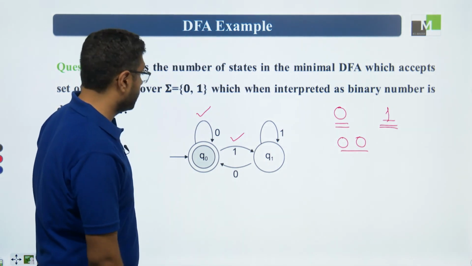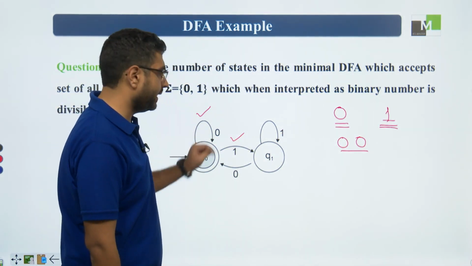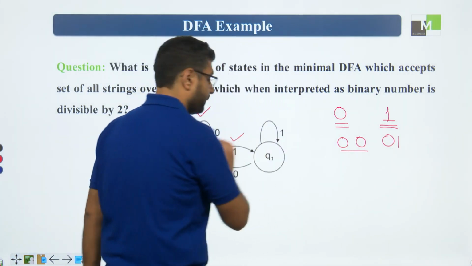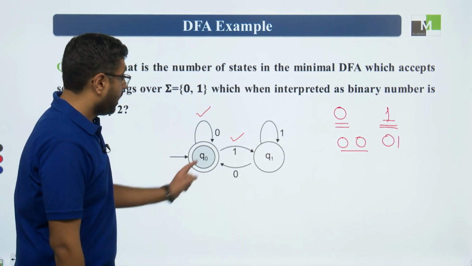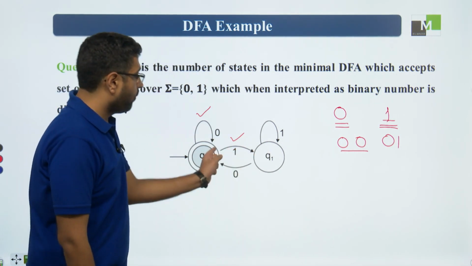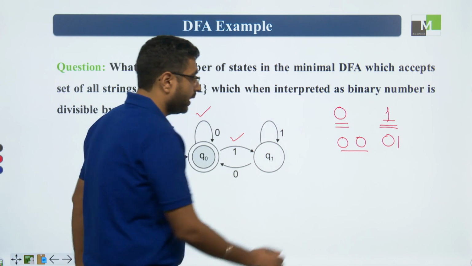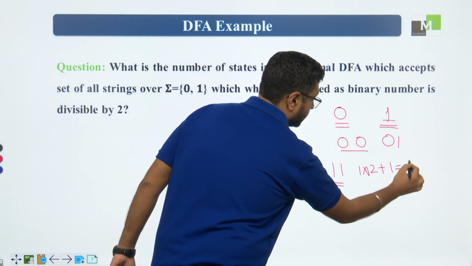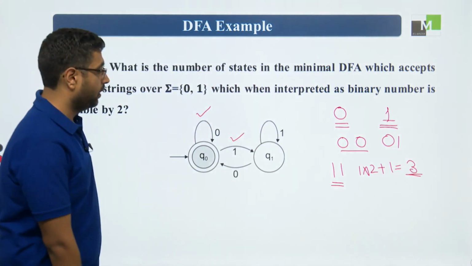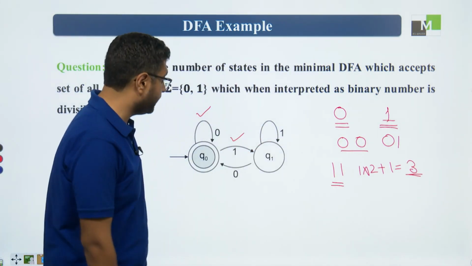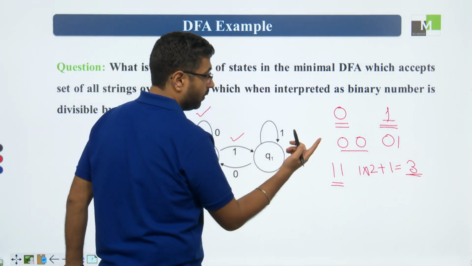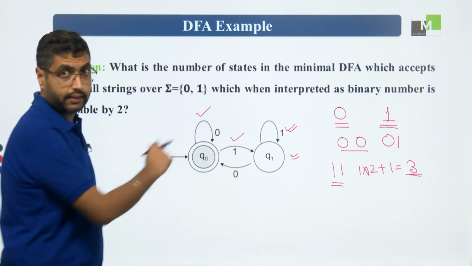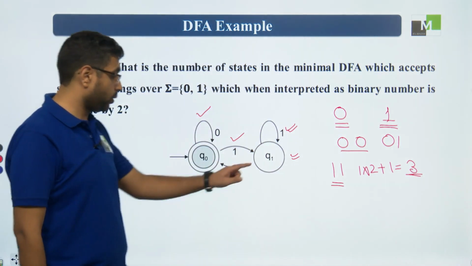Now, what about 0, 0? 0, 0 is again divisible, that's not an issue. What about 0, 1? 0, 1 is not divisible, this is fine. Now, suppose we are at Q1, we have already got a 1, after that we get 1, 1. What is 1, 1? That is 1 into 2 plus 1, which is nothing but 3. Is 3 divisible by 2? No. So therefore we'll keep this here itself.